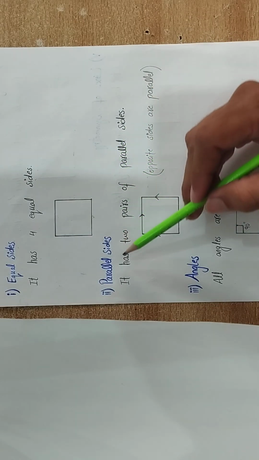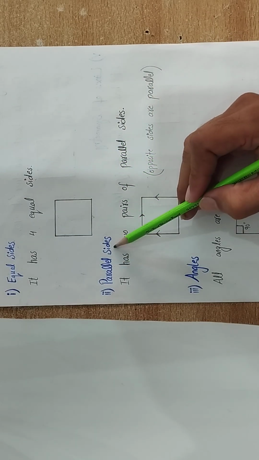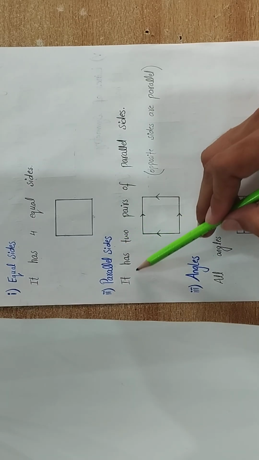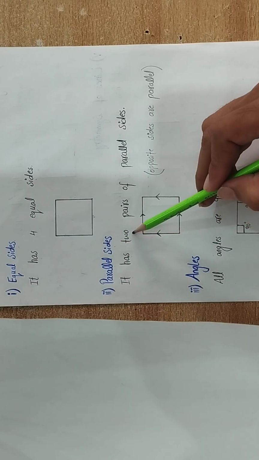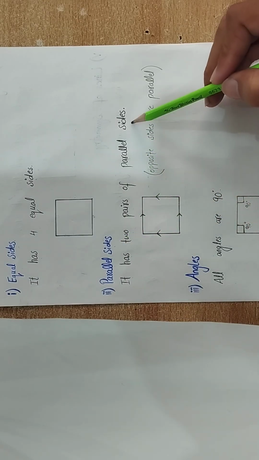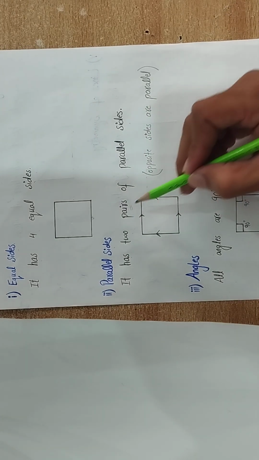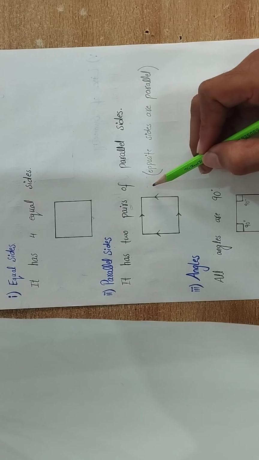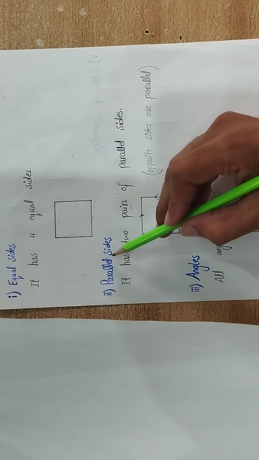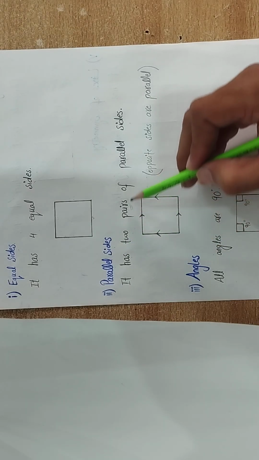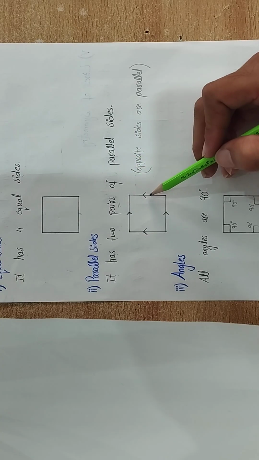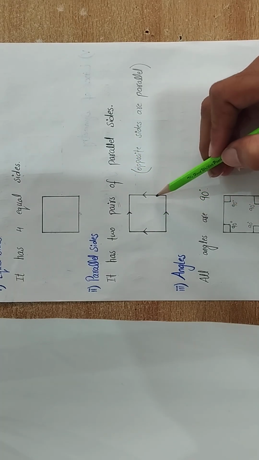Now the second property is parallel sides. How many parallel sides are there in the square? Square has two pairs of parallel sides. A pair means two things. So the square has two pairs of parallel sides. Let's understand it through this diagram. Here you can say that this one is a square.